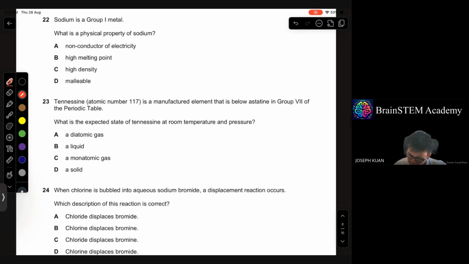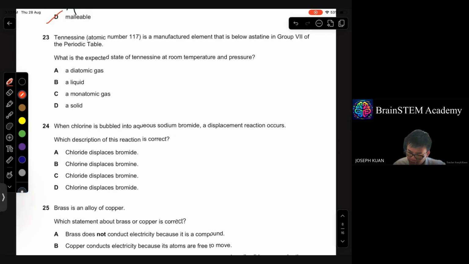Next, sodium is a group 1 metal. What is a physical property of sodium? Now, sodium is a metal, so it must be able to conduct electricity, and it should be malleable. Although most metals have high boiling and melting points, group 1 metals are exceptions. They have low melting points and low density instead.